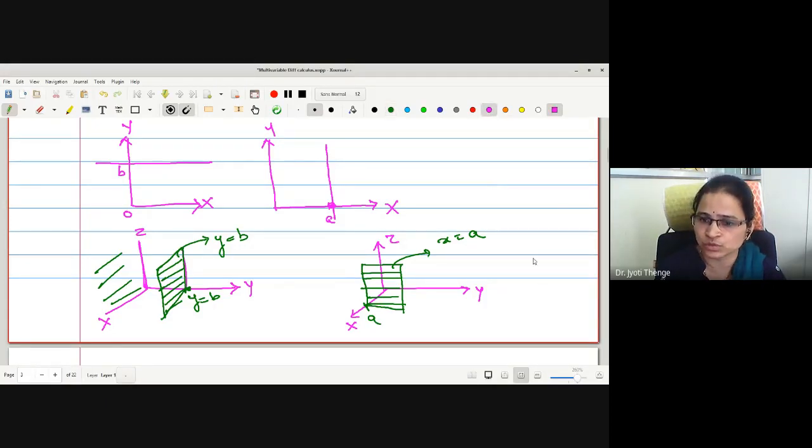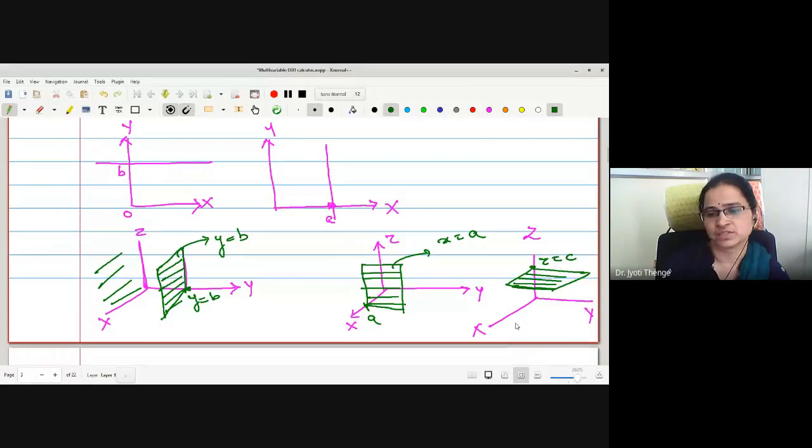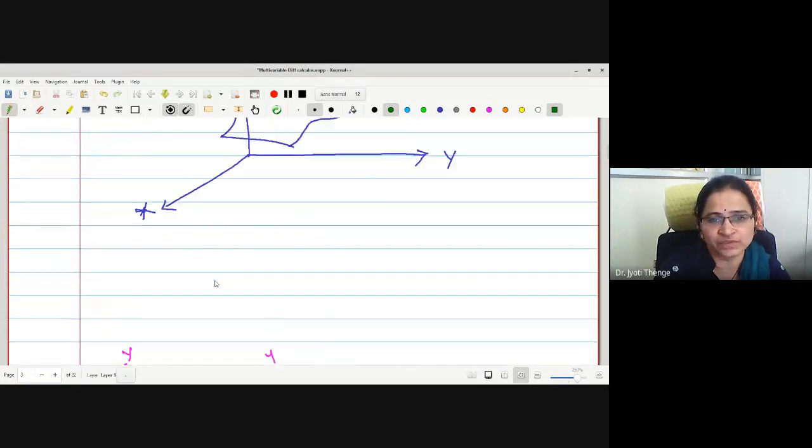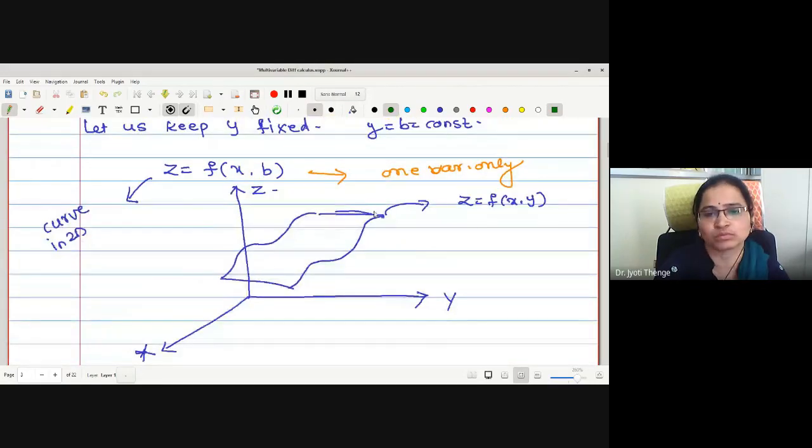Shall I show you here also? What will be the location of your plane z equal to c? Is it of this type? Parallel to the XY plane. Correct now? Now y equal to b, we have to draw in this sketch also.